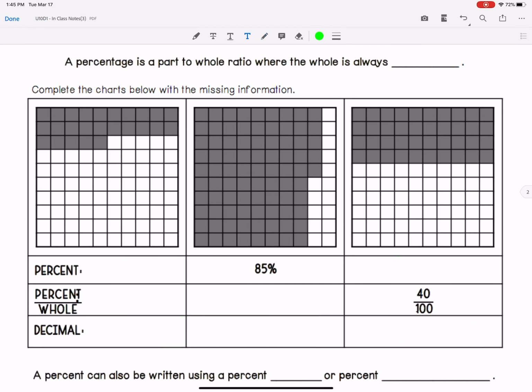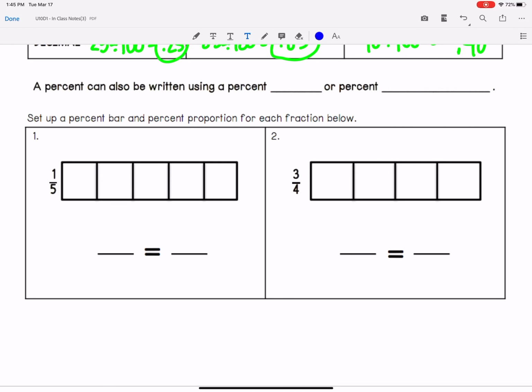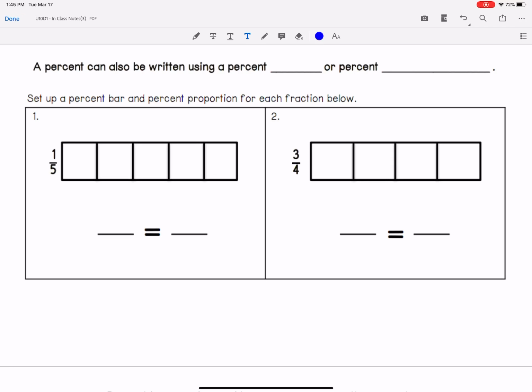Okay, so let's move on to the next section, which says a percent can also be written using a percent. What is that word that we're going to use? A percent bar or a percent proportion.